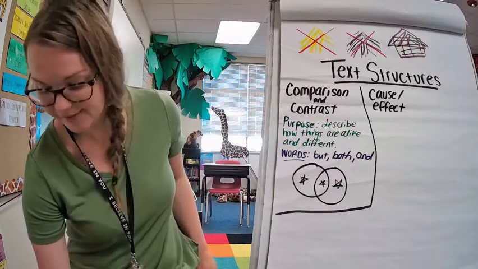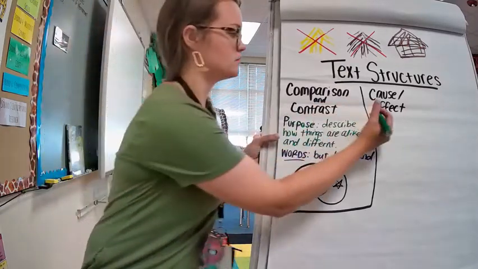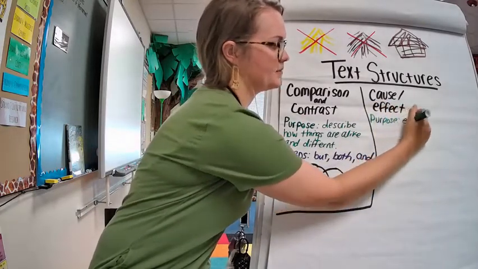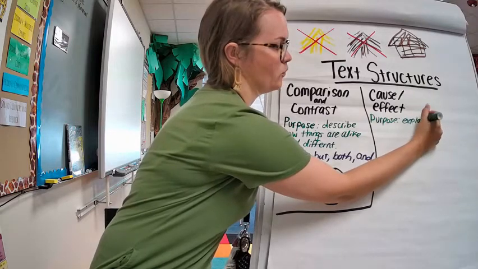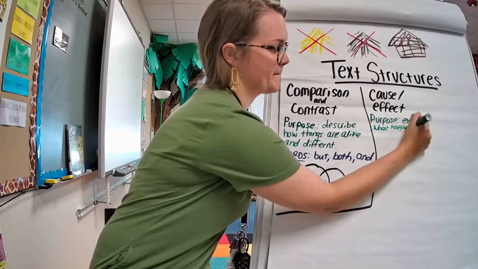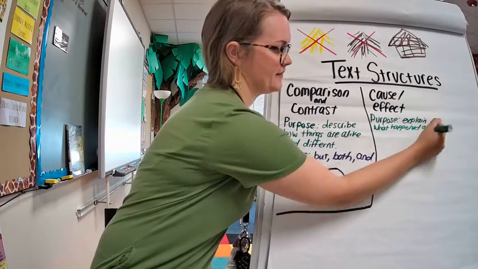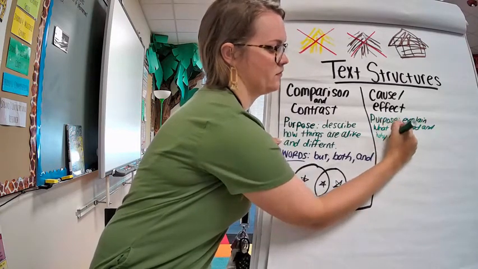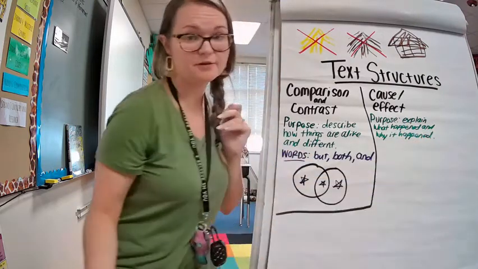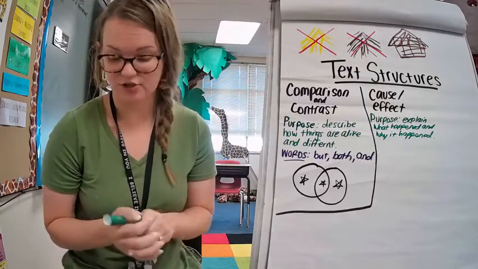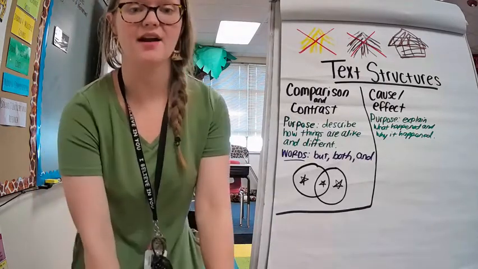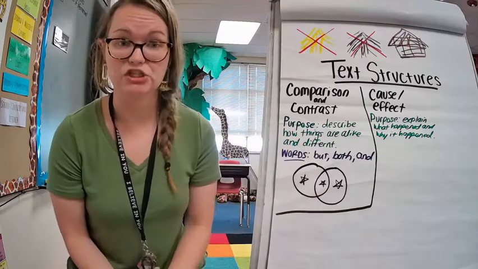So I'm going to write my purpose now. Explain what happened and why it happened. Every time an author writes an informational text, they get to choose what text structure they want to get their purpose across, to really explain what they are trying to explain to the reader.